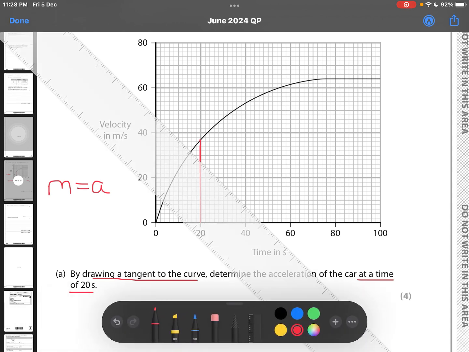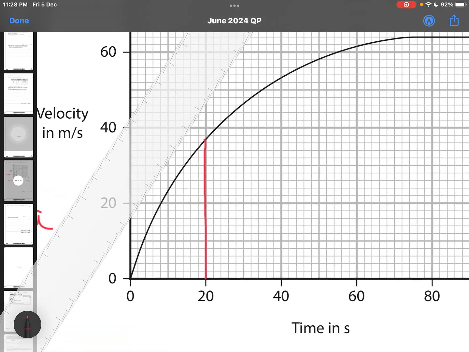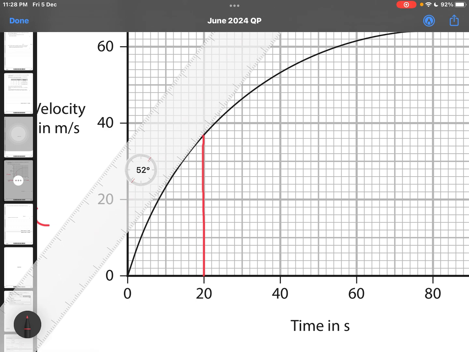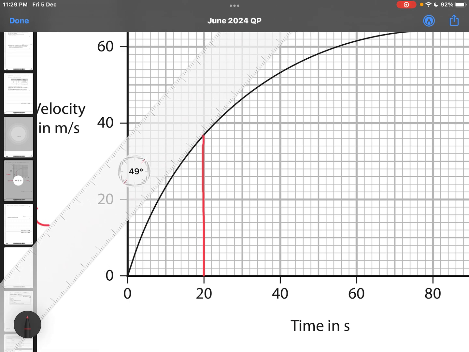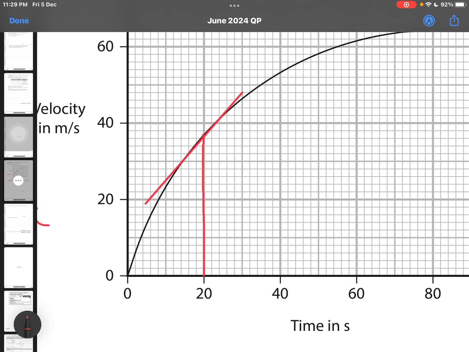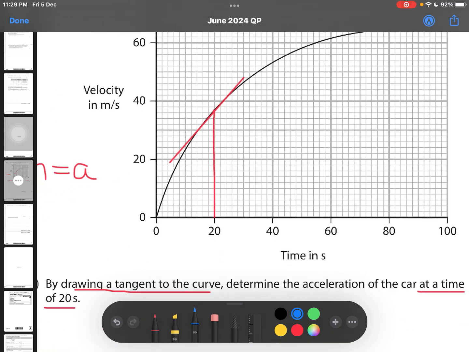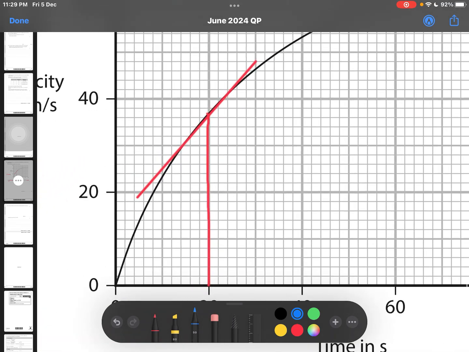So if we were to draw a tangent, we'd have to draw on the linear part of this. The linear part that we can find here is along here at 20 seconds. So what if we give a line like this? Okay, that looks like a good line. Now, how do we use this line to actually get our gradient? Let's get the points of this.